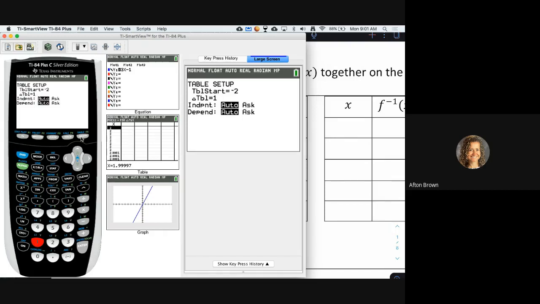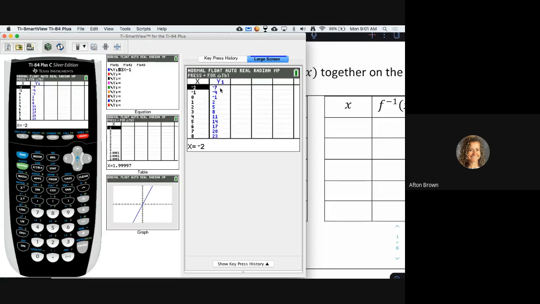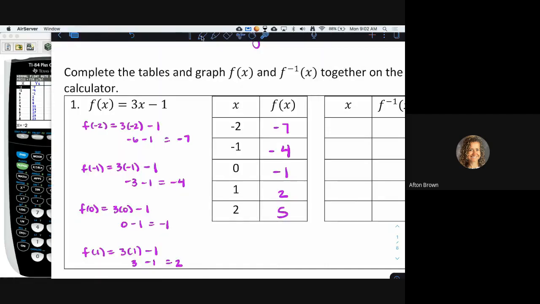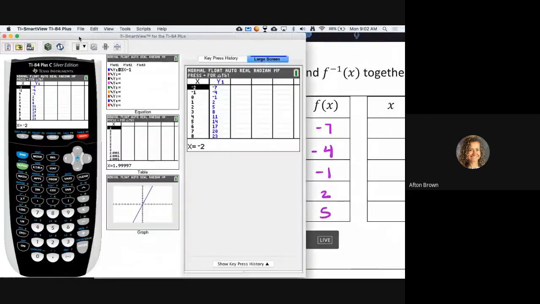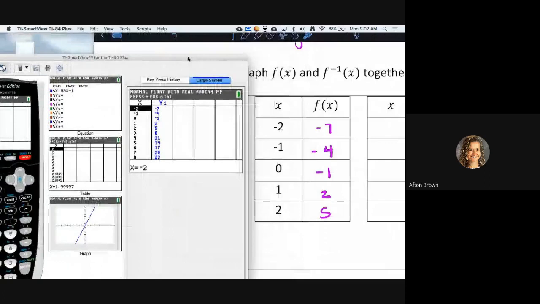So above graph in blue, it says table. So you're going to hit second graph. Here's our table. And then you can compare. So here, I'll slide it over. It is, right? So we have -7, -4, -1, 2, 5. It does go on forever. And these are the points that they wanted us to fill in. Everybody good with that? So that's super helpful.